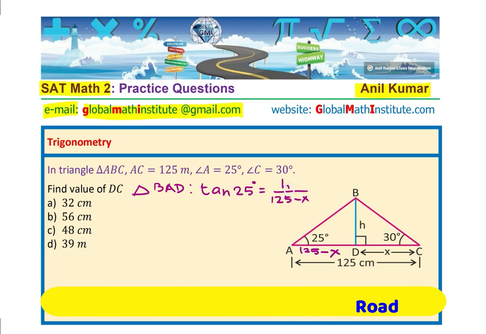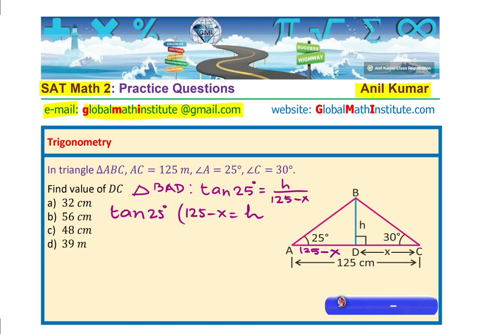So from here, we can get what H is, right? Tan 25 is a value which we can calculate using a calculator. So we get tan 25 times 125 minus X equals H. Let's find this value. Tan of 25 is 0.466, using the calculator.